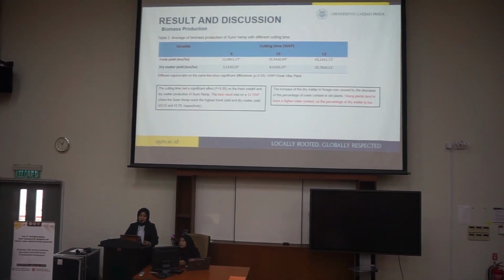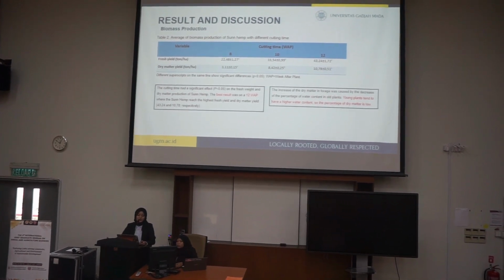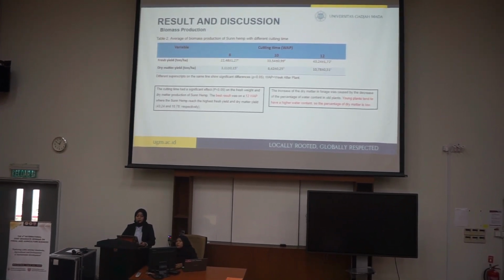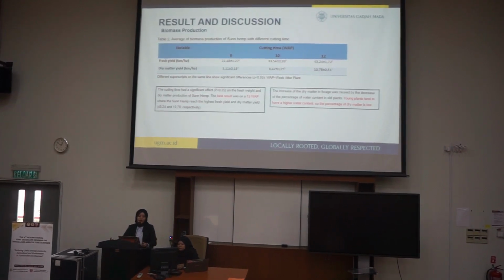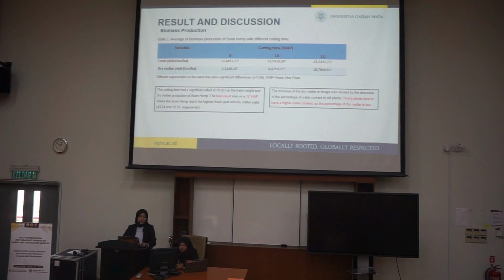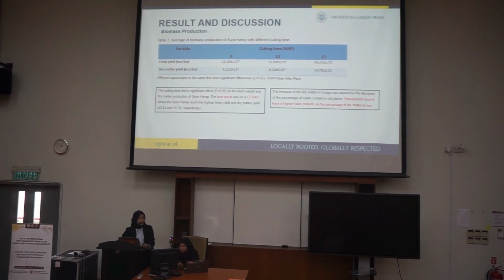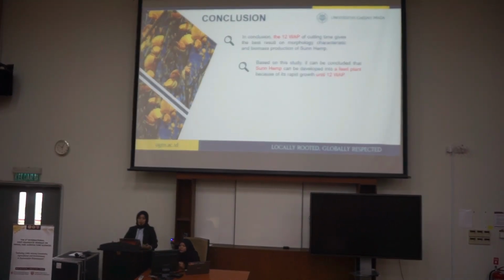And for biomass production, the cutting time had a significant effect on the fresh weight and dry matter production of sunhemp, with the best result at 12 weeks after planting, where the sunhemp reached the highest fresh yield and dry matter yield. So let's jump to the conclusion.